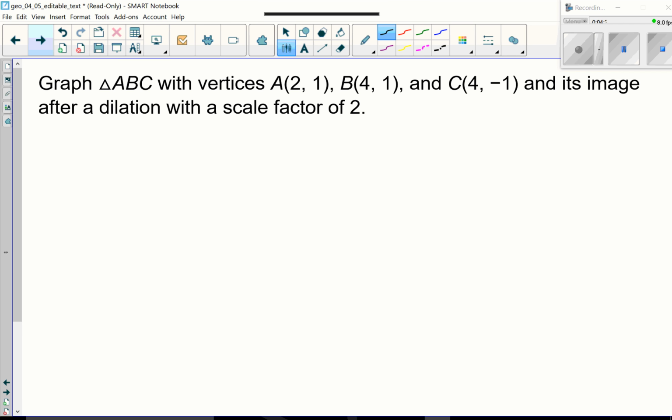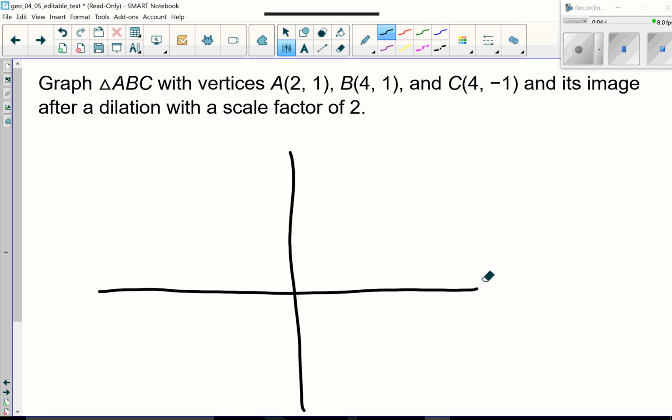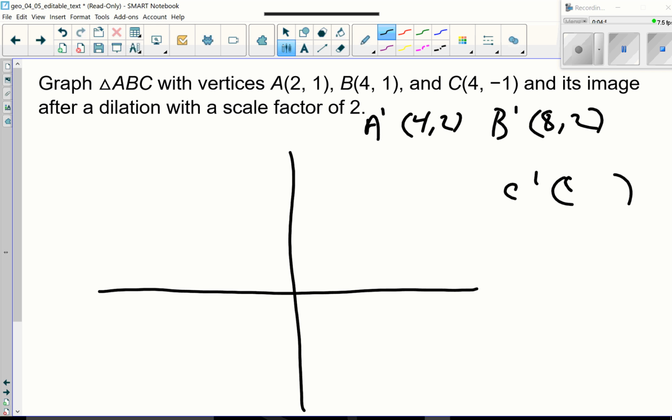Let's just try a couple here. So first example, again, those lines are not straight. Bear with me here. Let's go A prime. Let's go B prime. Let's go C prime. And we're multiplying each coordinate by 2. So I'm going to get 4, 2, 8, 2, and 8, -2.